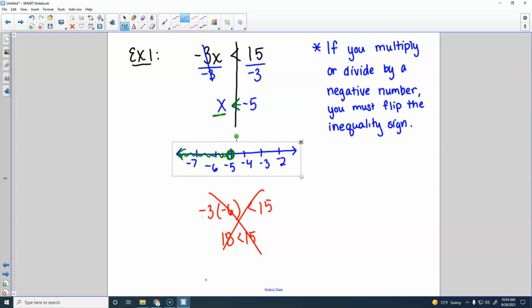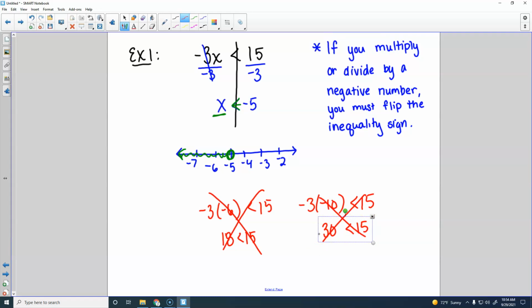Alright, wait a second. It is wrong because 18 is not less than 15. 18 is bigger than 15, right? And if we put any number down, like if I pick negative 10, that's down here, right? That's on this side. Negative 3 times negative 10 is positive 30. That's not less than 15 either, right? So all those numbers are wrong. That's actually the ones that are wrong.